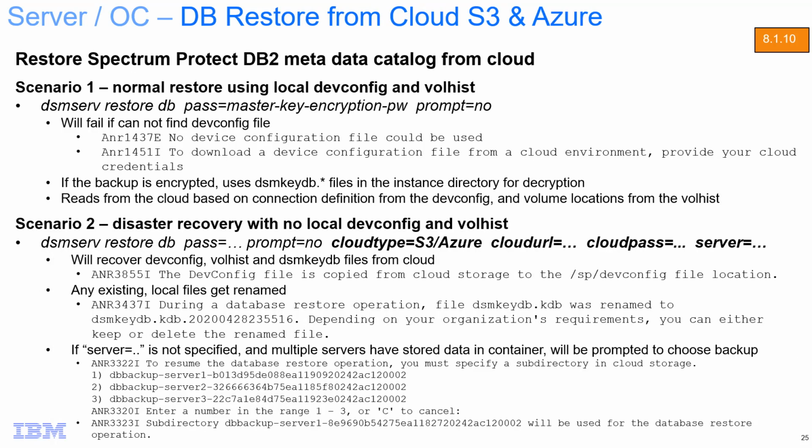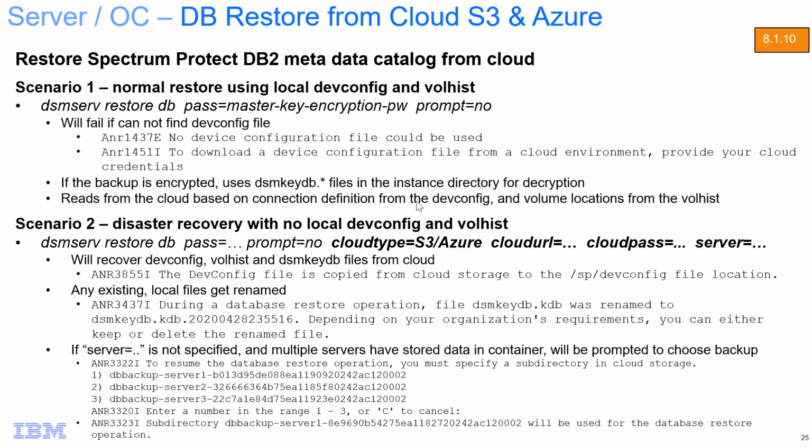Okay, when it comes to restoring, we've got a couple scenarios. The first scenario is if your volhist and devconfig and encryption files are still on your server that you need to restore your Spectrum Protect DB2 metadata catalog to, then you'll simply do this DSM serve restore DB, you'll give it the password, and then prompt equals no. This will fail if your devconfig file is not present. You'll get this type of messages. If your devconfig file is present, it'll just go through and do the restore for you. And it's reading all the cloud-based connection definitions from the devconfig file and the volume locations from the volume history files.